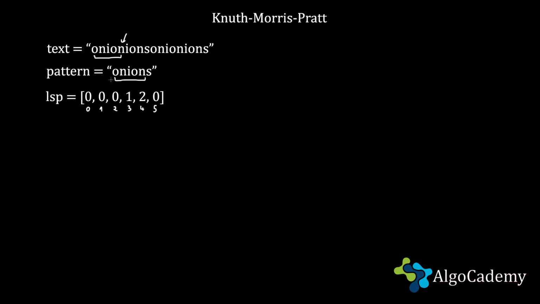Onion is the substring pattern of 0 and 4. So we take a look at LSP of 4 and we see that its value is 2. This means that the suffix of length 2 from the pattern string, which is ON, is also a prefix. But also, because this substring is equal to this one, we know that this suffix is also a suffix here. So what we know for now is that the suffix of length 2 from the previous substring is also a prefix of length 2 in the pattern substring.